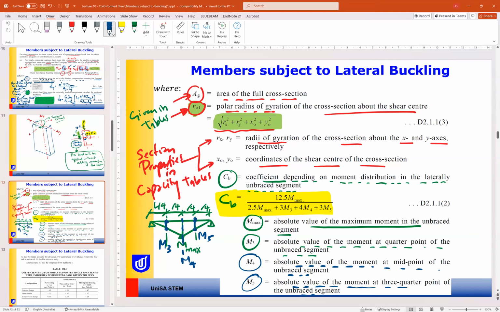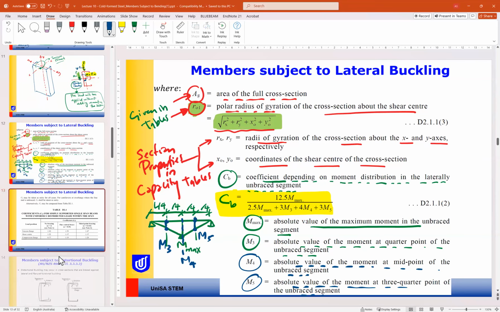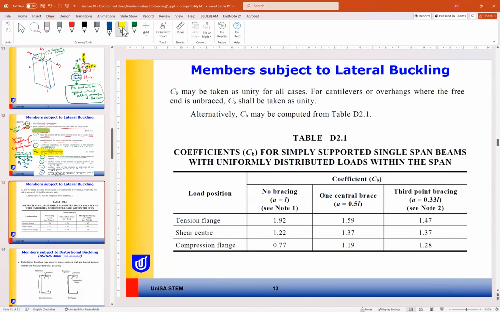So CB will be using this formula, or the coefficient depends on the moment distribution, or the standard gives us another option. For simplification, CB may be taken as unity for all cases. So you can take CB as 1 as well.